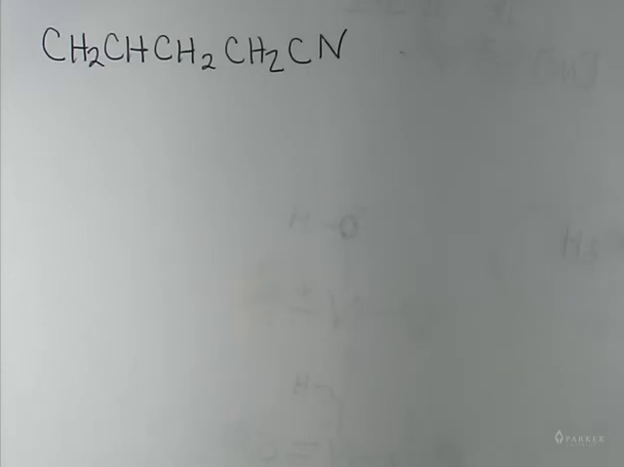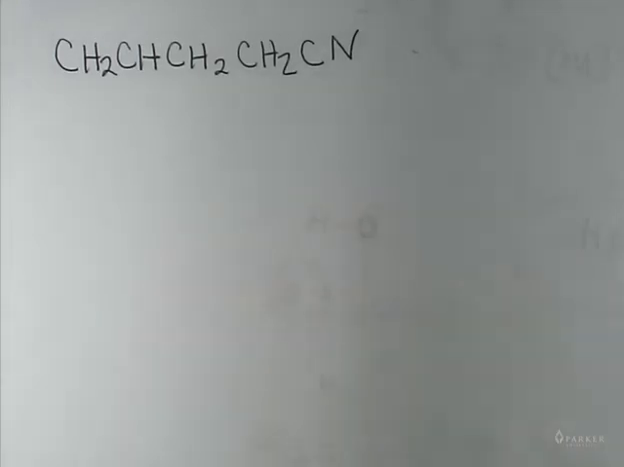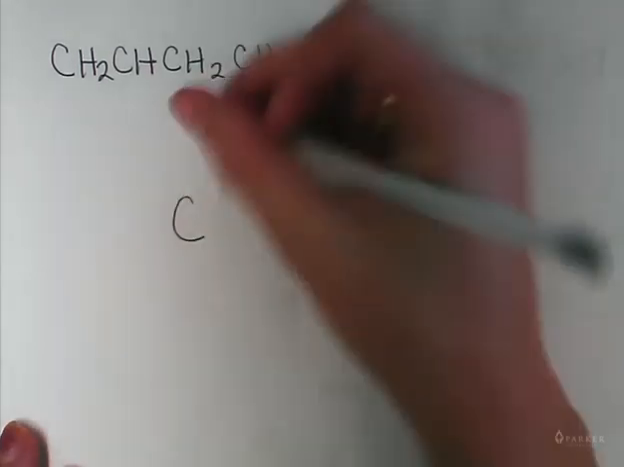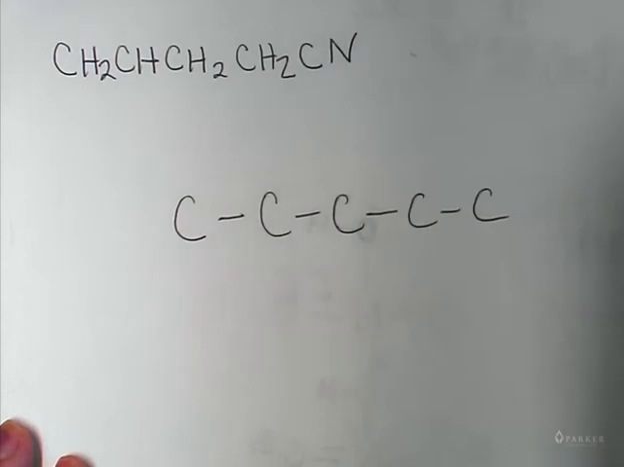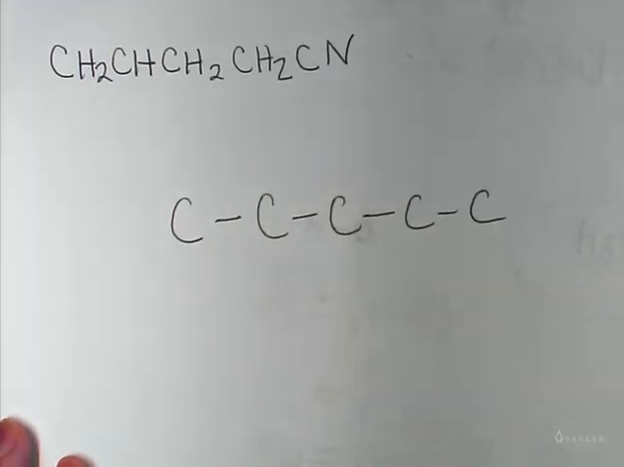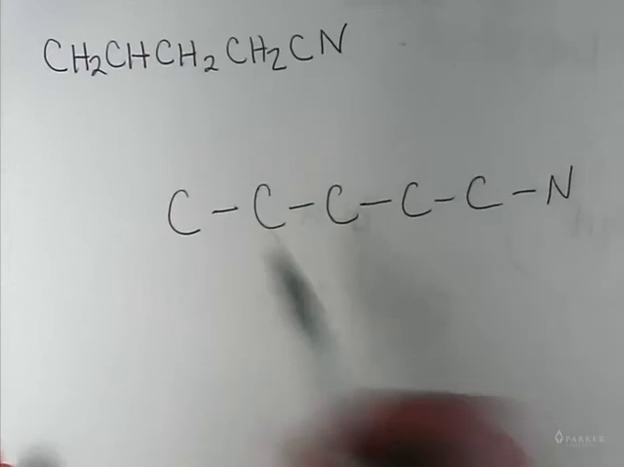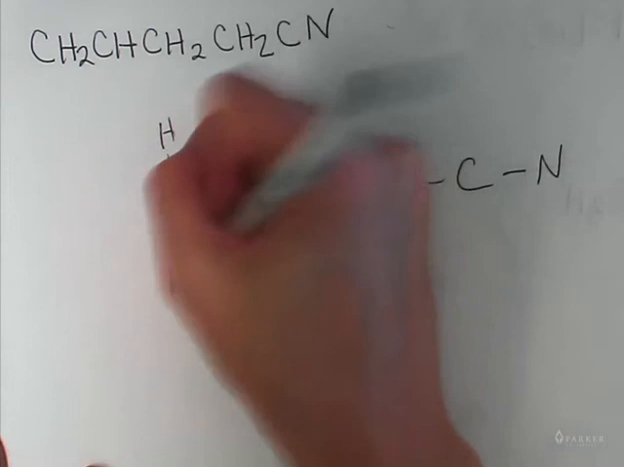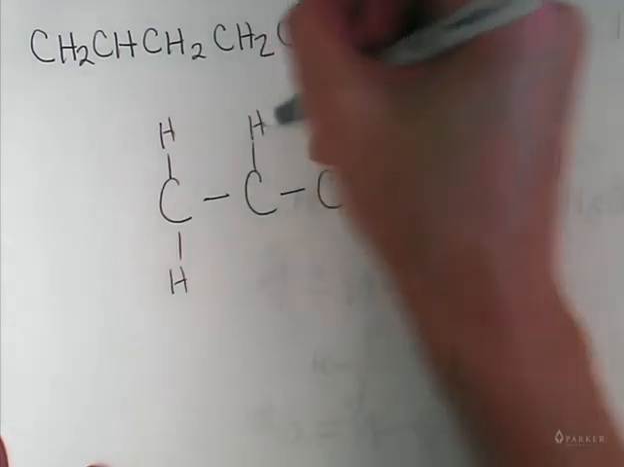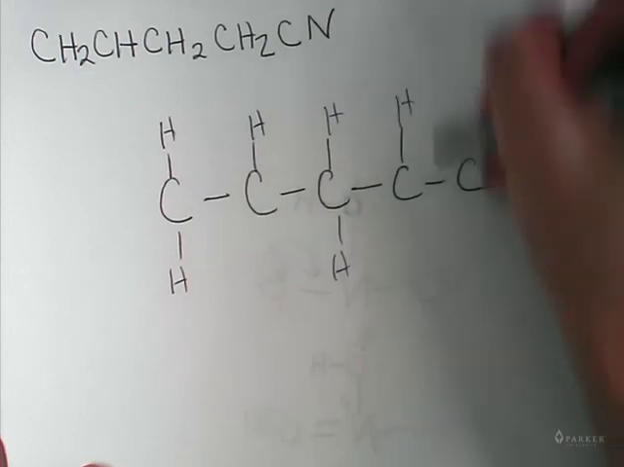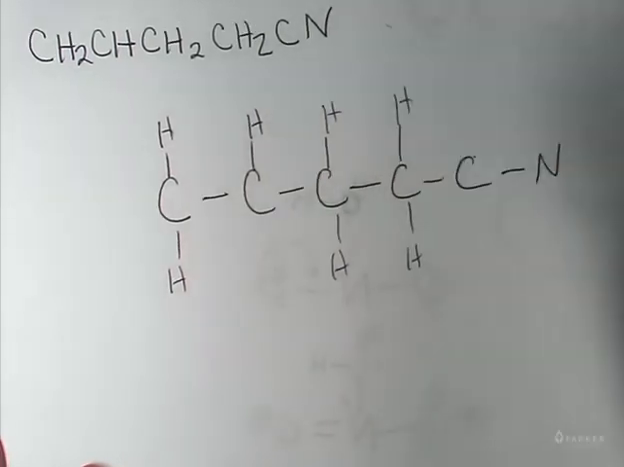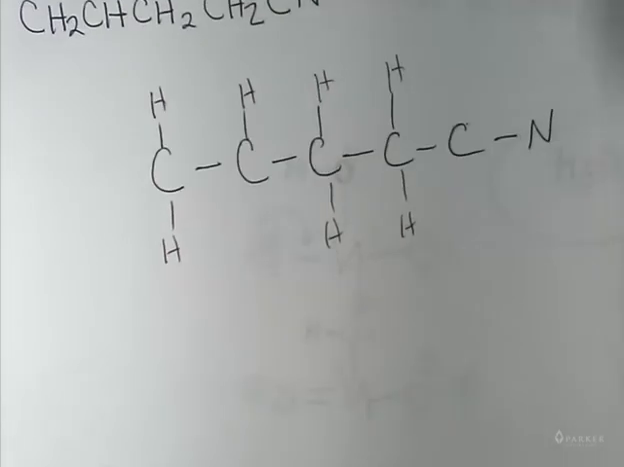All right, okay, so let's check this. So how many carbons are bonded in a row? 5. So I'm going to do 1, 2, 3, 4, 5, and then what's at the end? Nitrogen. The first carbon has how many hydrogens? 2. The next one? 1, 2, 2, 0. Okay? So now we check.